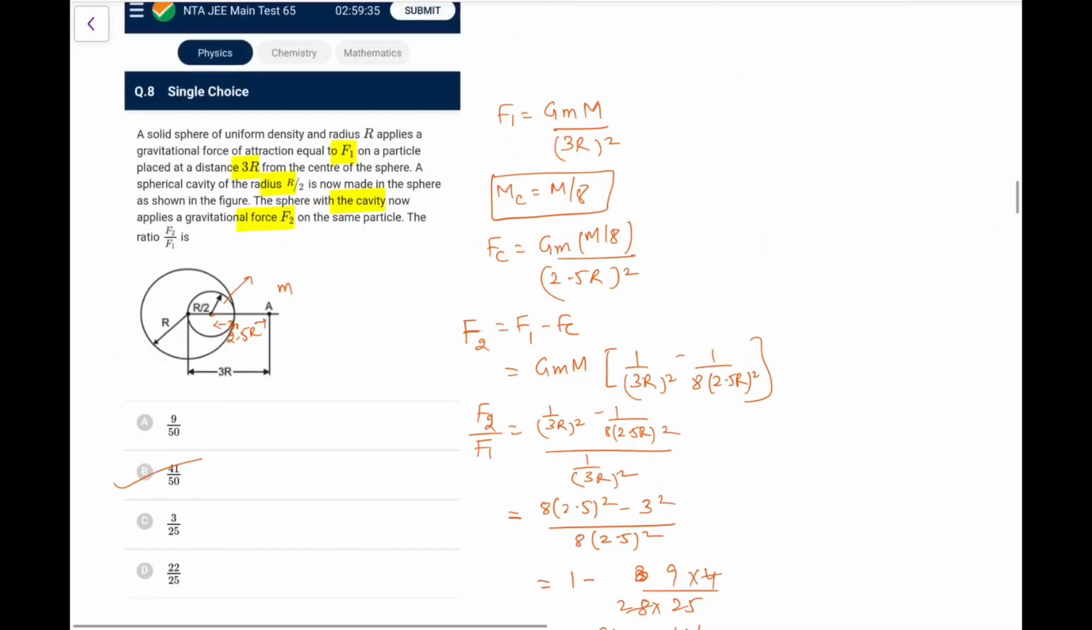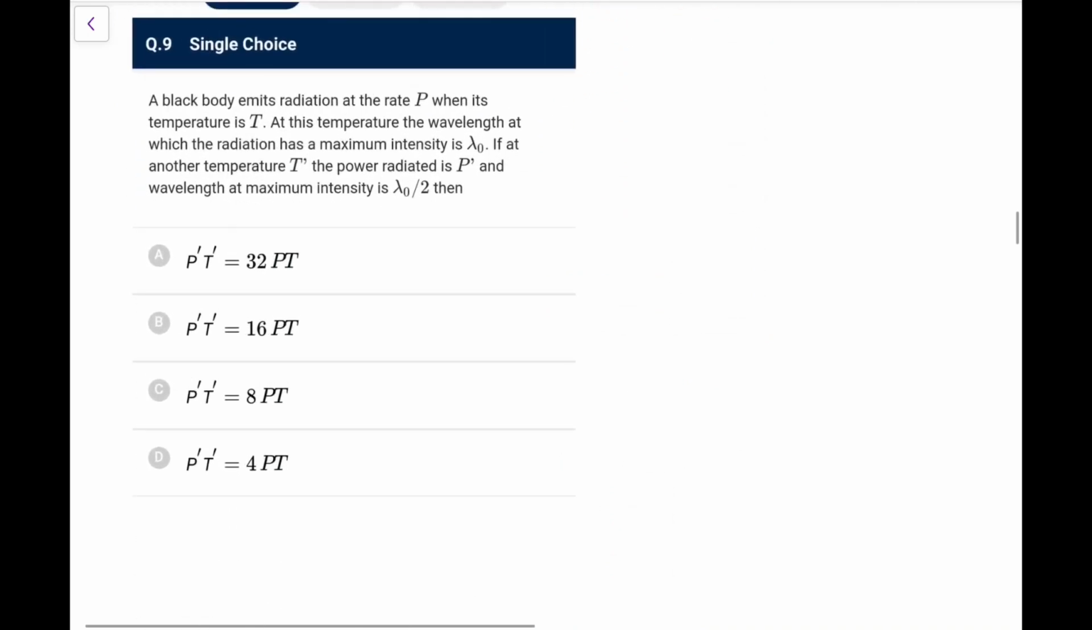So again a calculative one based on the cavity concept. You must have done such problems, not exactly the same, but similar ones must have been done by you.